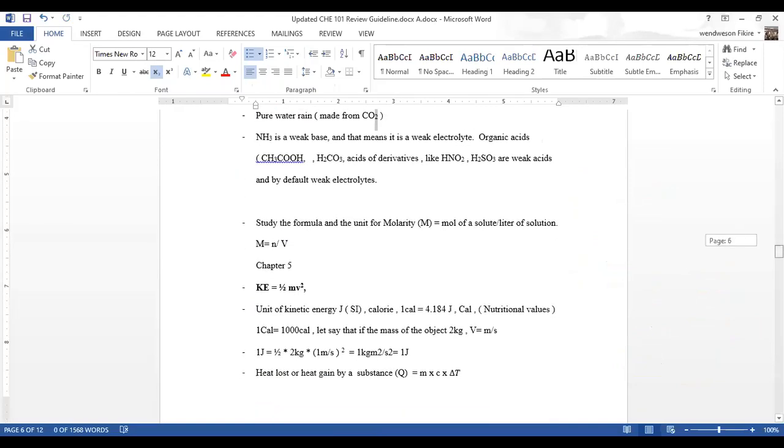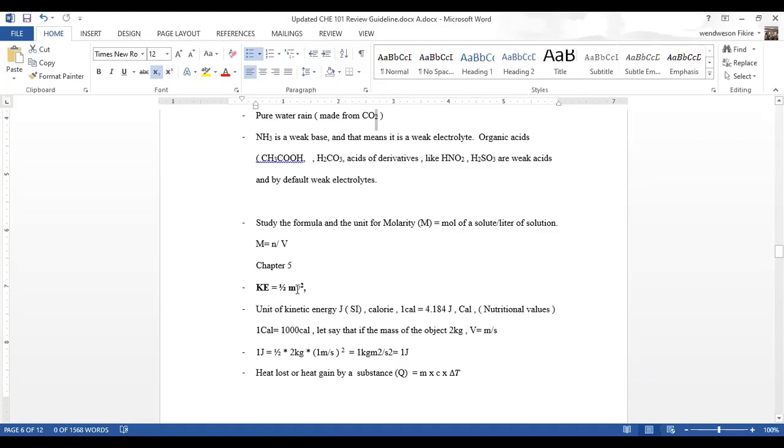Study the formula of molarity, a unit of moles of solute per liter of solution. We have already discussed molarity, so I'm not going to spend a lot of time on it, but I would like to invest some time in chapter 5. I'm not going to challenge you with all the questions in chapter 5. However, there are certain points that we need to know in chapter 5.